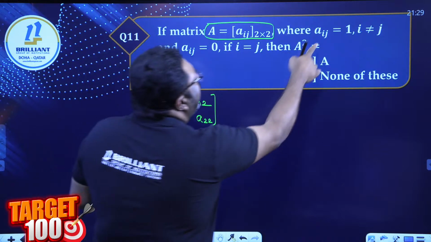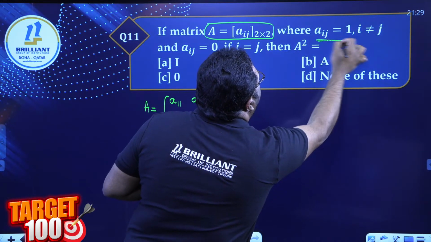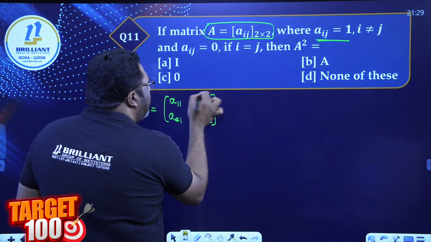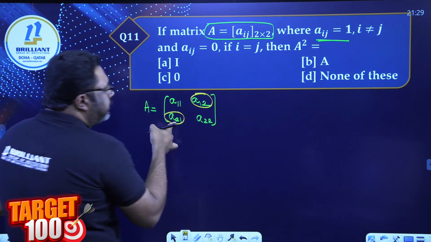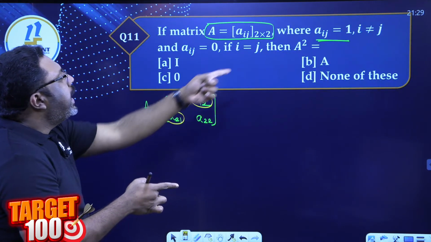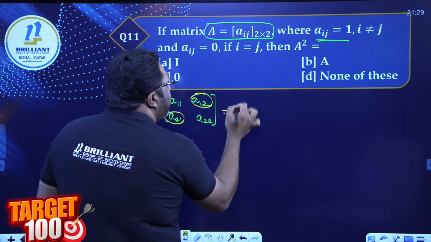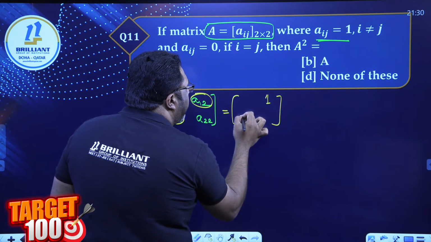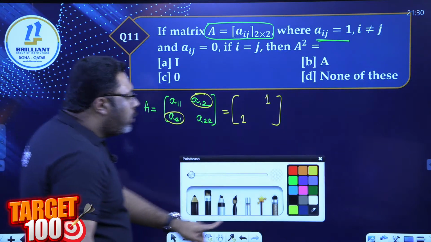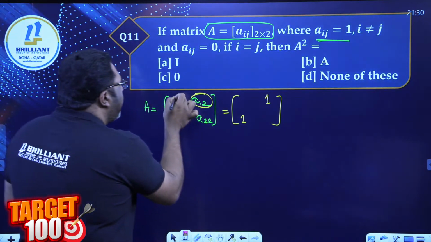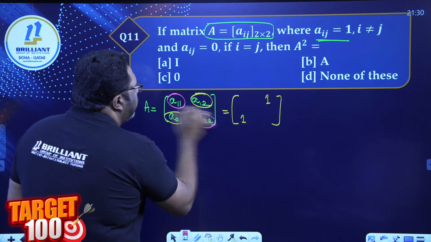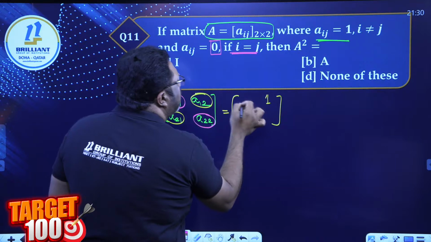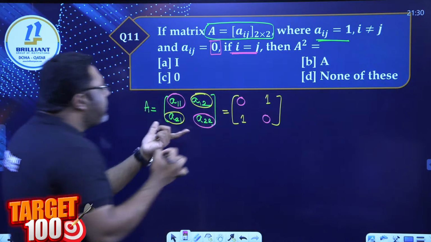They say that Aij is 1 if i and j are not equal. So you can see that i and j are not equal in these two cases. Yes, 1 and 2 are not equal. Then in that case, those two elements are definitely 1. Now, can you look at the next case? If i and j are equal, the element is 0. Yes? So this is my matrix A.